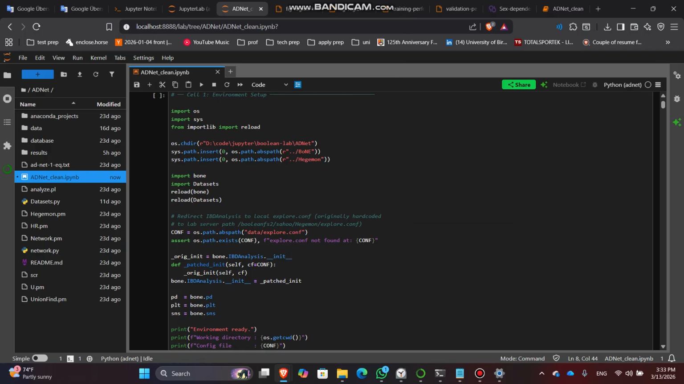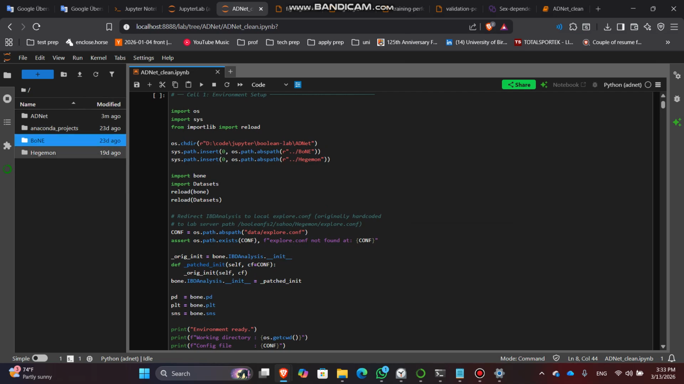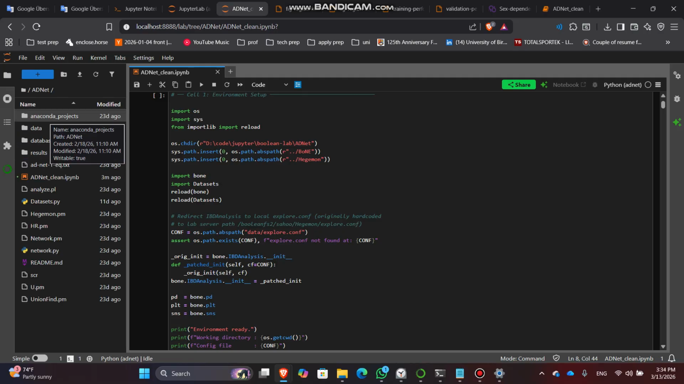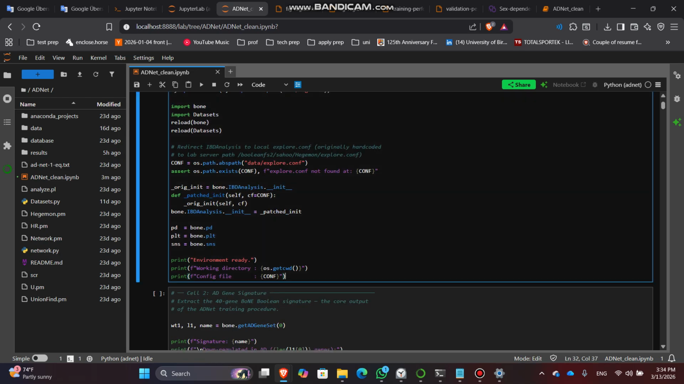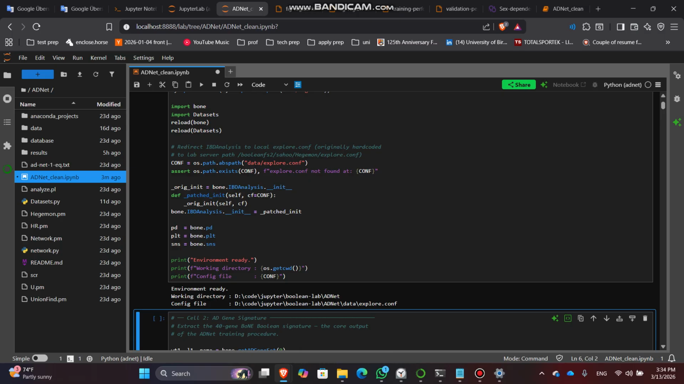Cell 1 sets up the environment. Bone, Higmon, and ADNet are cloned from GitHub, and the working directory is pointed at the local Bolad data. The pipeline was originally built for the lab server, so I patched the IBD analysis to use a local explorer.conf instead of the hard-coded server path. 8 compatibility issues in total, all documented in the GitHub repo under patches. Environment is ready.